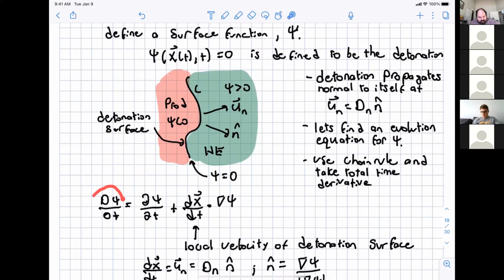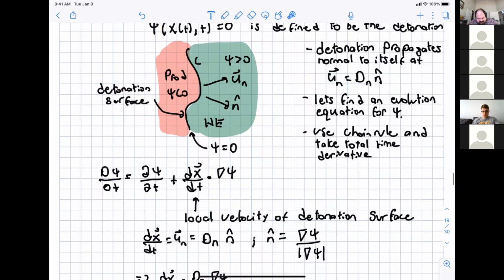And so you wind up with the total time derivative, or the Lagrangian motion of the surface, given by the time derivative of psi plus dx/dt dotted with the gradient of psi. Again, this is a bit more lengthy of a derivation, but most undergrad classes in fluids do this, so I'm skipping about a page of work. And this dx/dt is nothing more than the local velocity of the detonation surface. So are there any questions to this point?